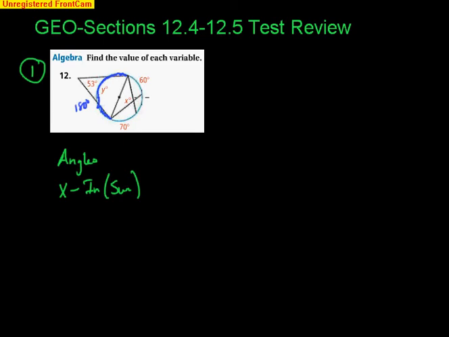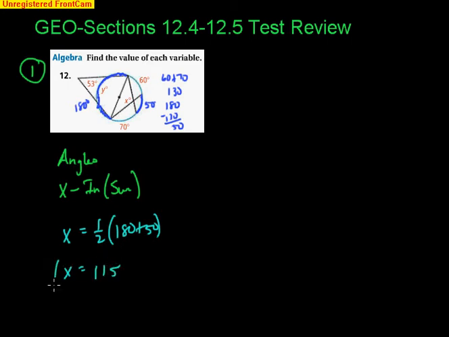Now the other arc that x opens up to, its vertical angle, is this arc. Now what is that arc? Well, if this entire thing is 180, let's do 60 plus 70. That's 130. And then let's take 180 minus 130. That's 50. This arc is 50. So to find x, which is the angle, we're going to take half the sum of those two arcs, half of 180 plus 50. 180 plus 50 is 230. Half of 230 is 115.